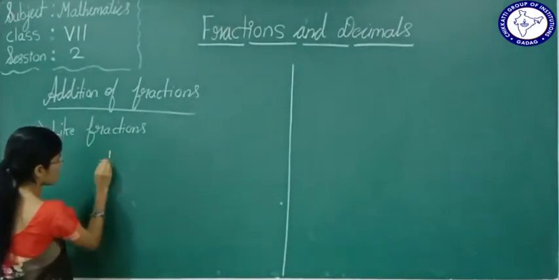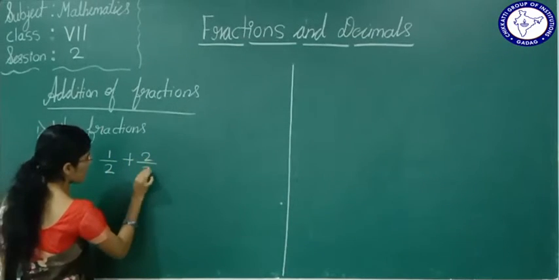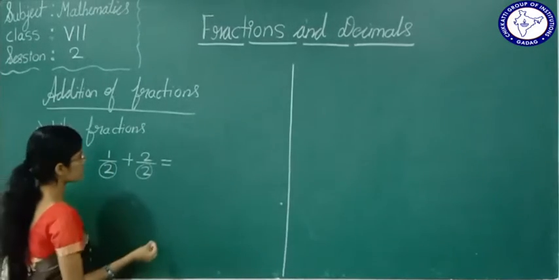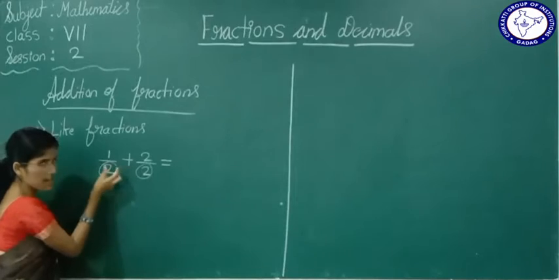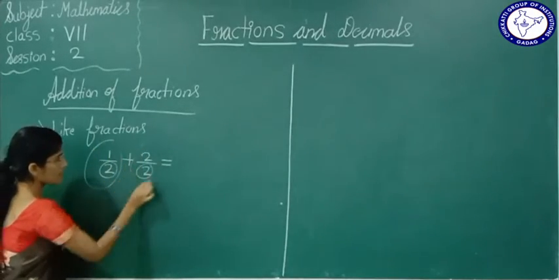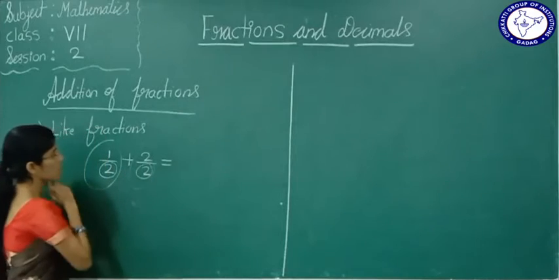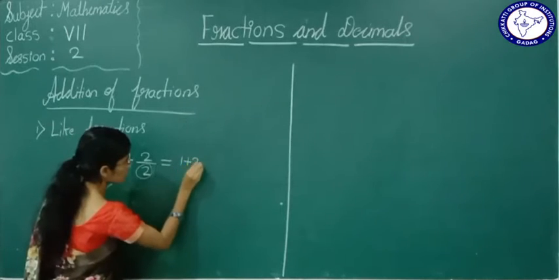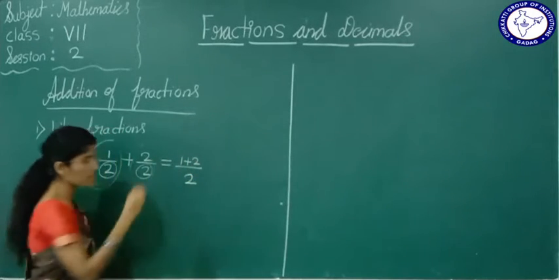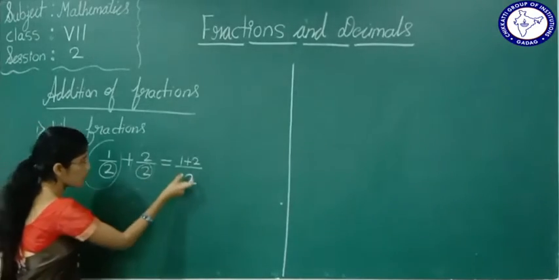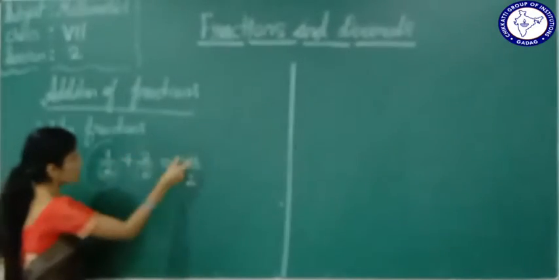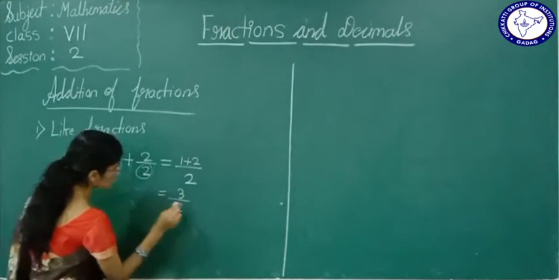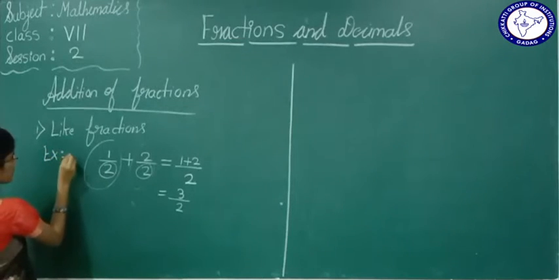Suppose I give you an example: 1 by 2 plus 2 by 2. See how to add like fractions. While adding like fractions, we have to add the numerators, 1 plus 2, keeping the denominator the same. We keep the denominator the same and add only the numerators. So what is 1 plus 2? 1 plus 2 is 3. So the answer is 3 by 2. This is example number 1.